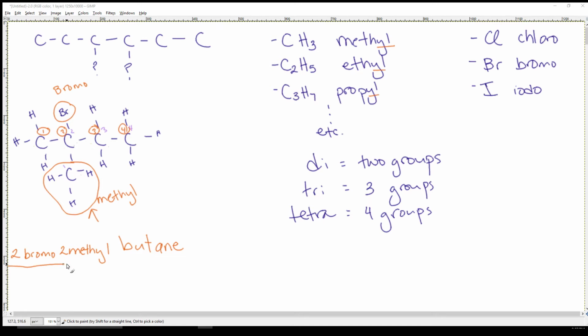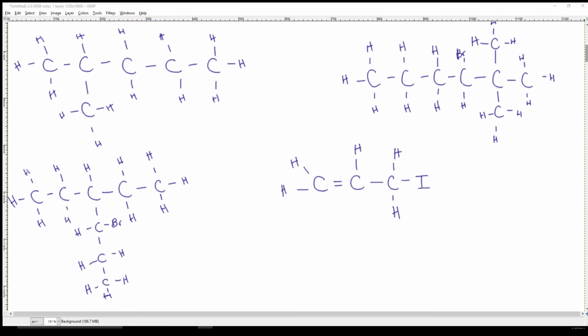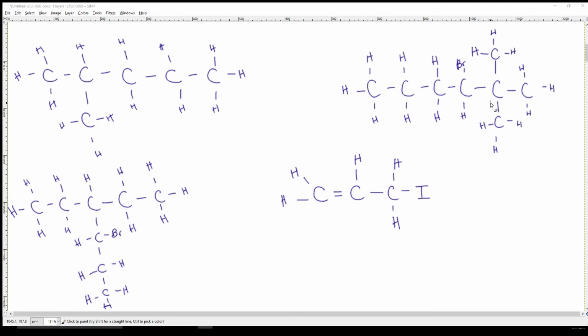So you need to count the carbons, figure out what the longest possible chain is, and then label all of the different groups that are attached. So let's go ahead and practice that now. You might want to reference your notes for these. Here are some that I created before the video. Let's do the first one together, unless you're feeling great about this, then by all means, go on.